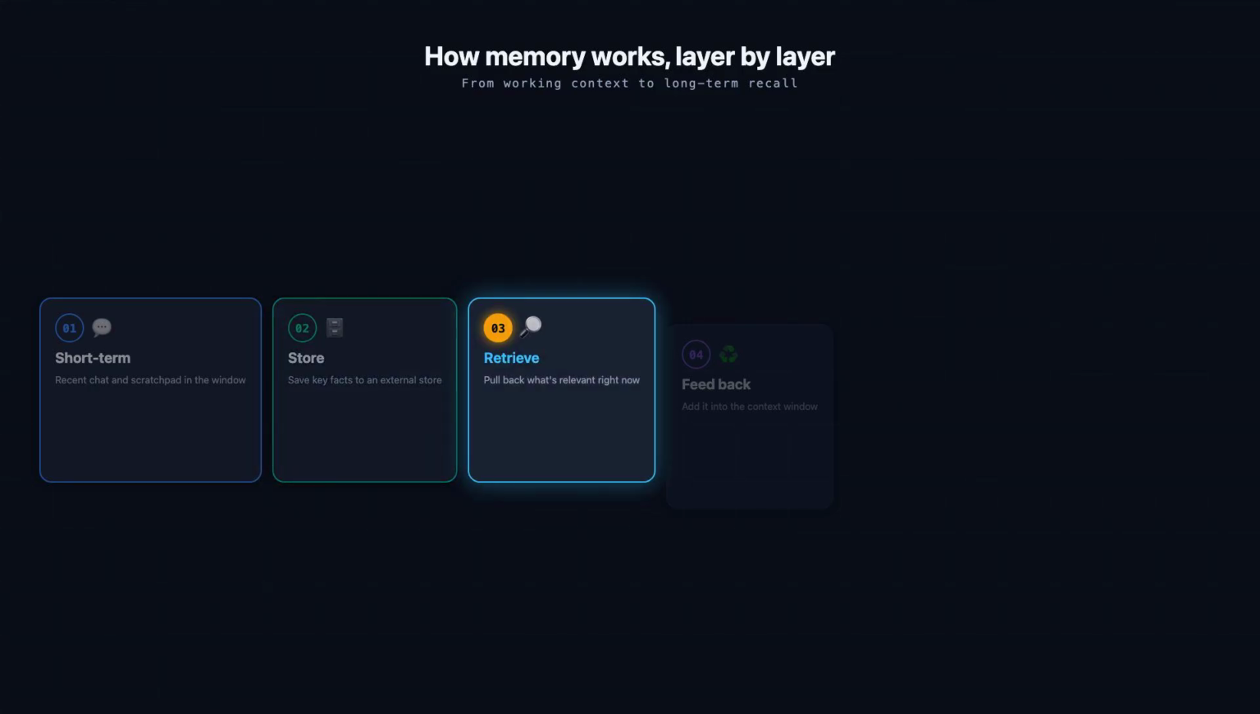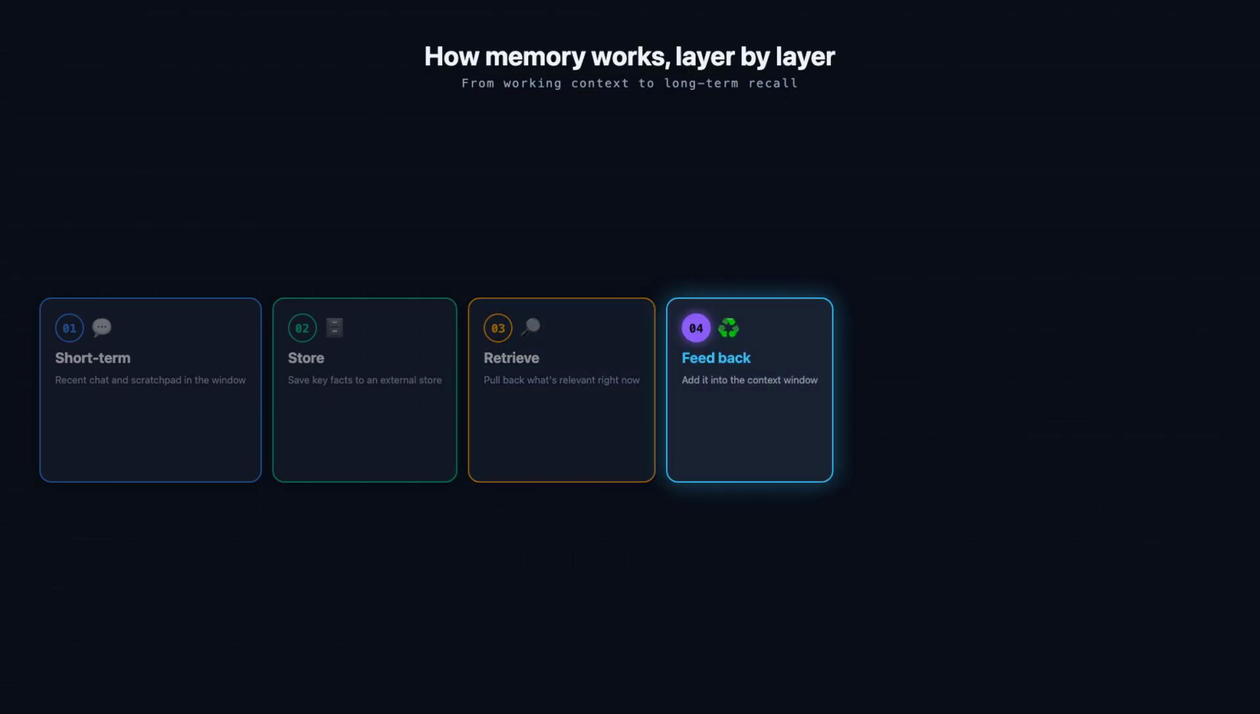When a new turn needs one of those saved facts, the system retrieves it. It searches that external store for whatever is relevant to this moment and pulls just those pieces back, rather than dragging in everything the agent has ever seen. This is retrieval-augmented generation doing the real heavy lifting.